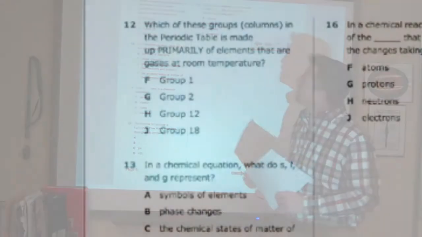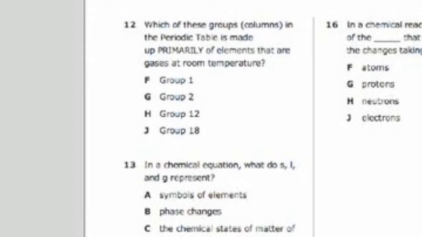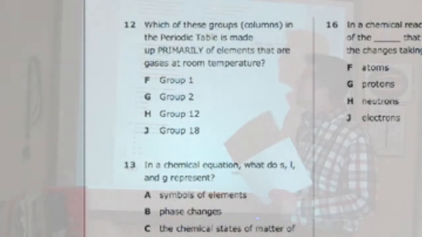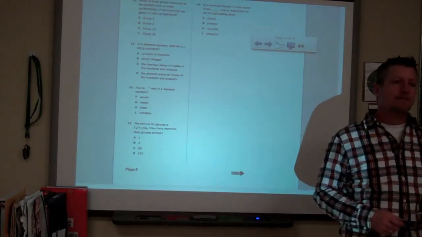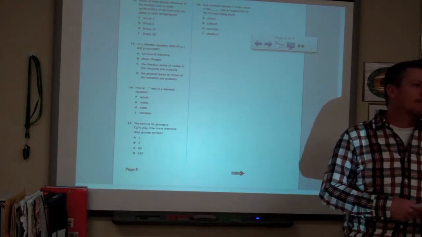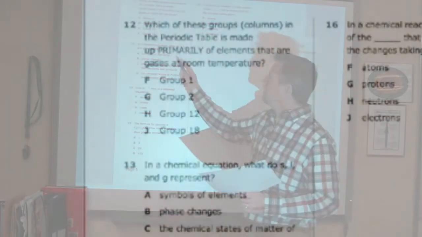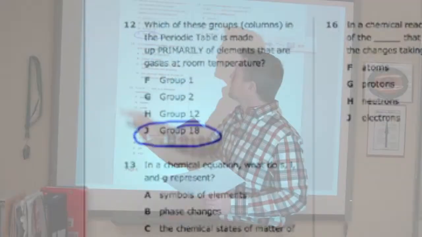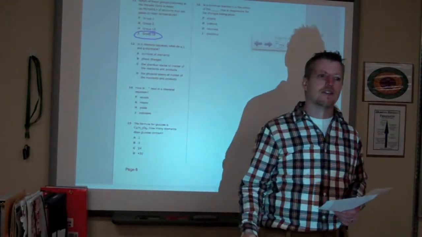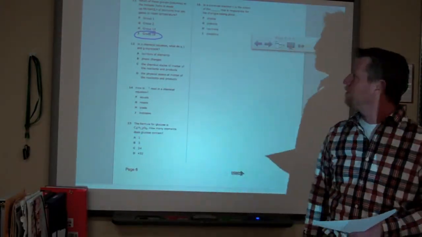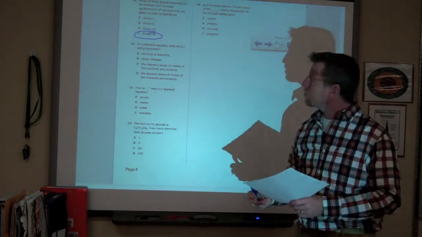12. Which of these groups or columns in the periodic table is made up primarily of elements that are gases at room temperature? Which group is all gas? 18. Group 18. What do we call group 18? The noble gases. Remember, they also have a full valence ring, so they don't react with anything else. Okay? That's why we call them noble.